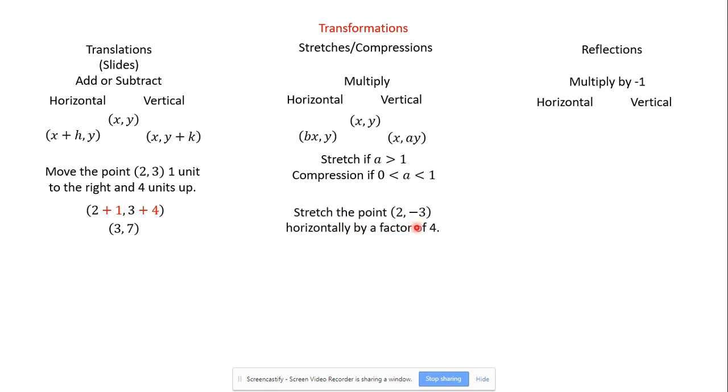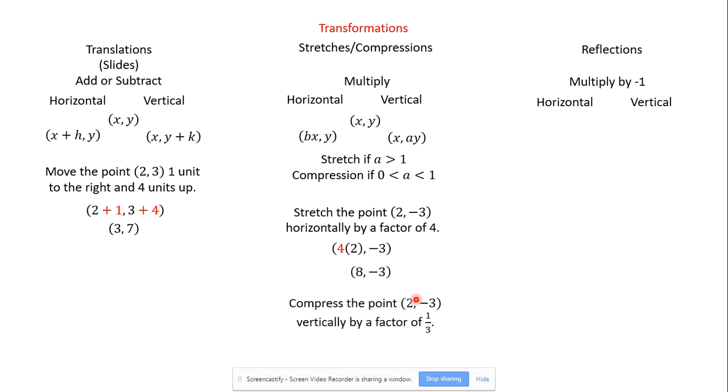And so let's look at a horizontal stretch. Stretch the point 2, -3 horizontally by a factor of 4. So it's horizontal, which means we're looking at the x value. We're just going to multiply the x value by 4. So 4 times 2, -3. 4 times 2 is 8. So you have 8, -3.